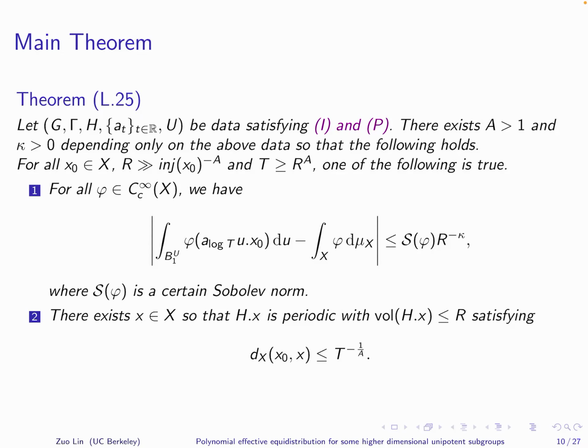But okay, it's good to think about this as: if 2 does not happen, then 1 happens. So if you start with a point that is not well approximable by those small obstructions, then you equidistribute fast enough with a polynomial rate. Does this answer your question?